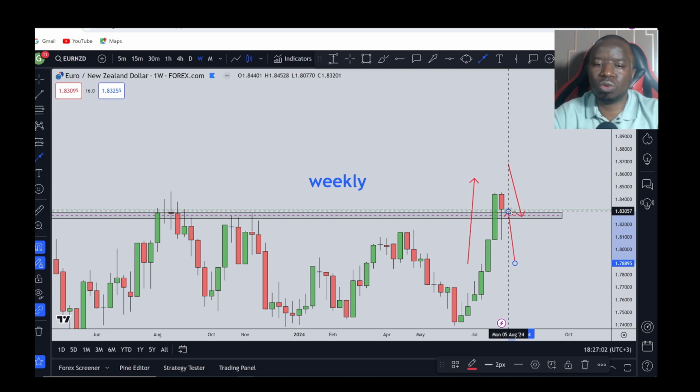So technically speaking, the perspective of the market as far as the weekly time frame is concerned is bullish. We'll drop down further now to the daily time frame to see what perspective it gives us.